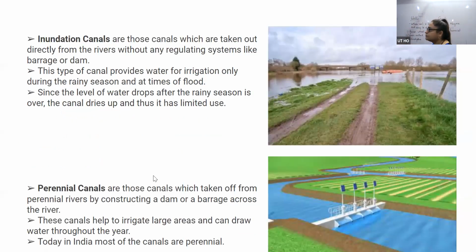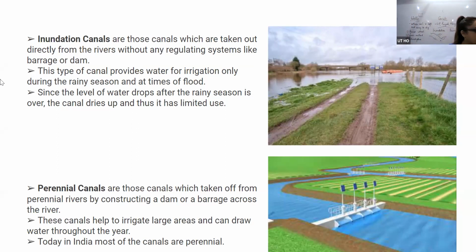Inundation canals. What are inundation canals? See, you can see this image. So it's like you'll have a river flowing, and through that they will make an outlet for the water to flow. Okay. So inundation canals are those canals which are taken out directly from rivers without any regulating system.